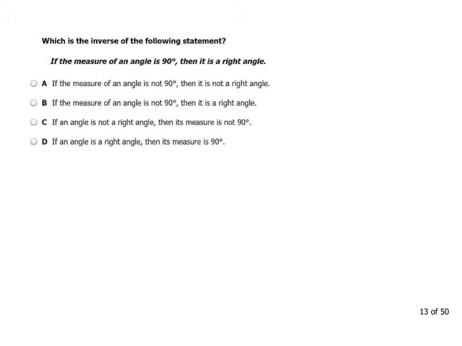Try this one. Which is the inverse of the following statement? If the measure of an angle is 90, then it is a right angle. What are your thoughts? Well, hopefully you picked A. The inverse: if the measure of an angle is not 90, then it is not a right angle.